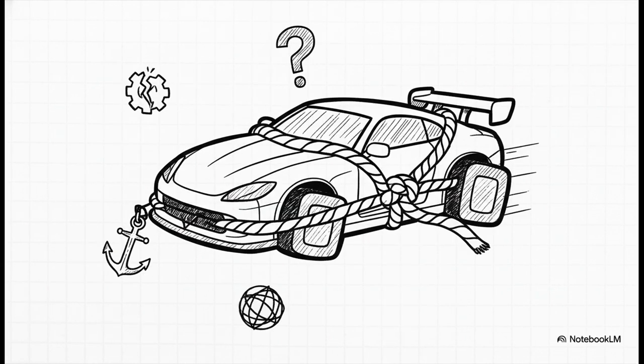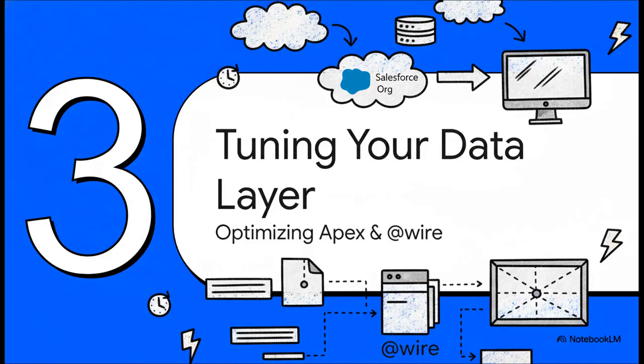And here is the core of it all. LWC gives you a high-performance race car, but if you don't know how to drive it, you're still going to lose the race. Almost every single time you see a slow LWC, it's not the framework's fault. It's one of a few common and totally fixable mistakes. So let's get practical. Where do we start fixing things?